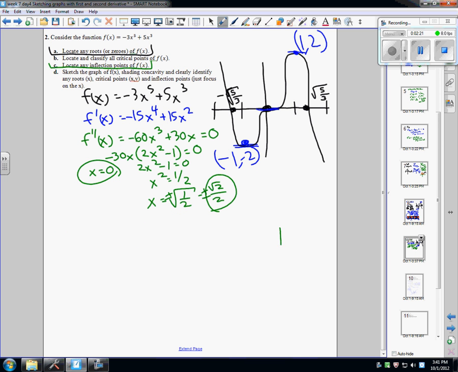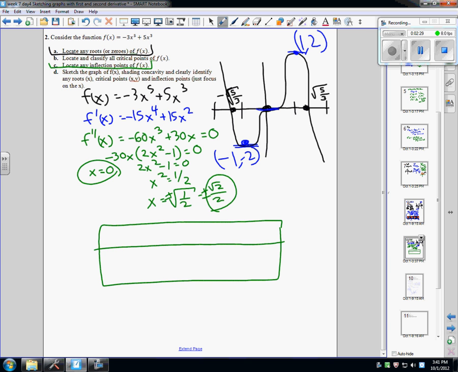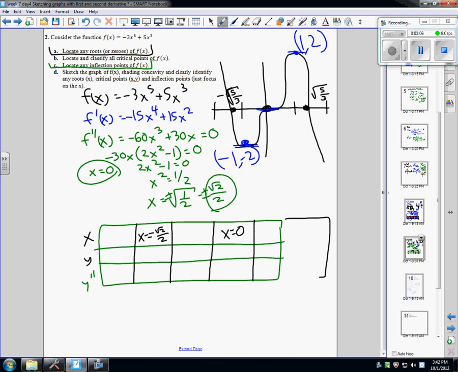If I set this up with some boxes, I can set this up now in a 3-tiered box, just like we've done before with the 1-tiered boxes for my first derivative. But this time it's going to be a second derivative. I have my x's, I have my y's, but instead of y primes, I'm going to have my y double primes. And I'm going to set this up with some blanks. I'll go slowly on this. This is x equals negative square root of 2 over 2, blank, x equals 0, blank, and x equals positive square root of 2 over 2.